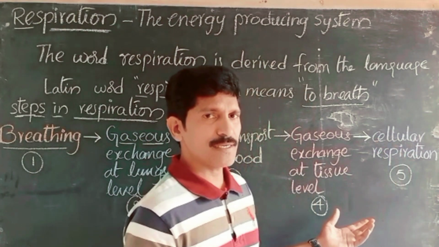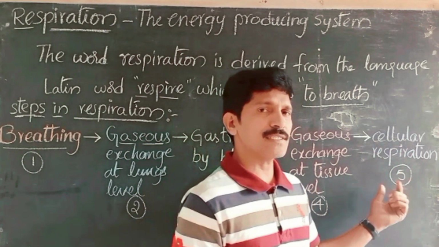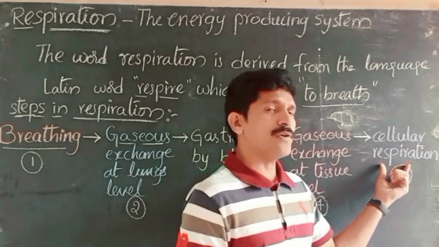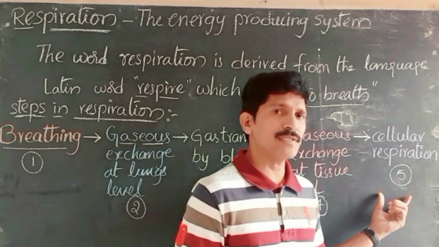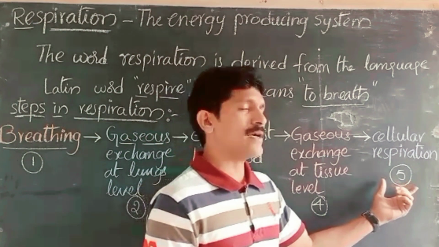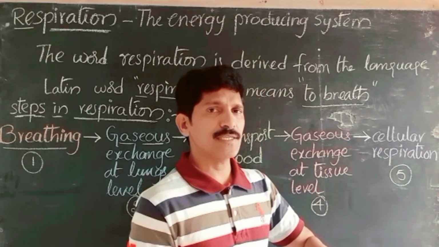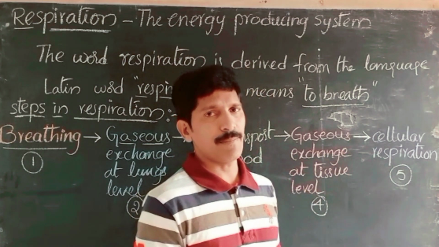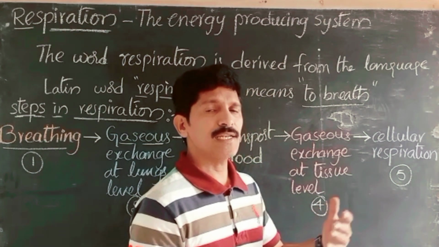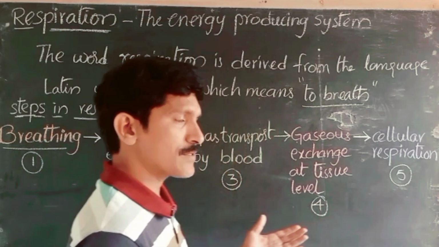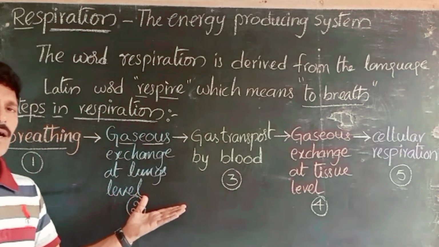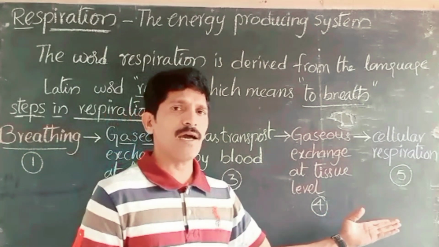Actually, in the higher organisms, the respiration process occurs inside the cell but not outside the cell. Right? So it is called cellular respiration. When respiration occurs inside the cell, it is called cellular respiration. By cellular respiration, energy present in the food is liberated. These are the 5 steps that come under respiration. This is how respiration occurs, mostly in higher organisms.